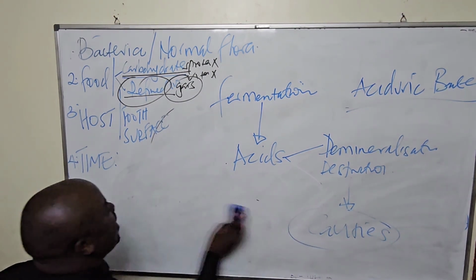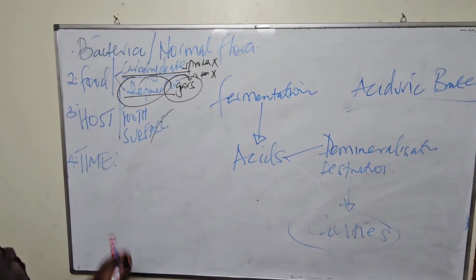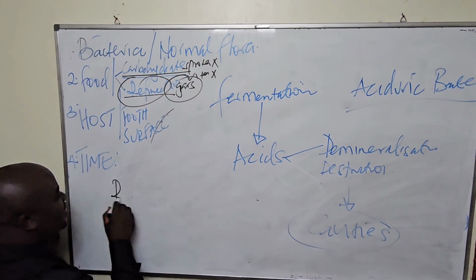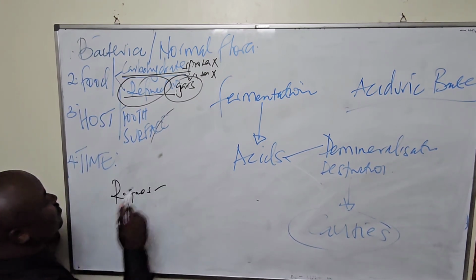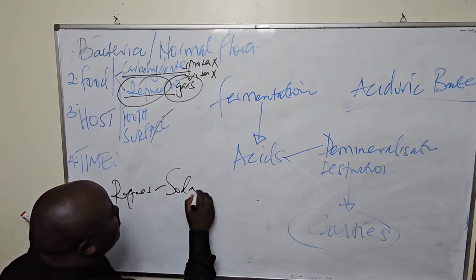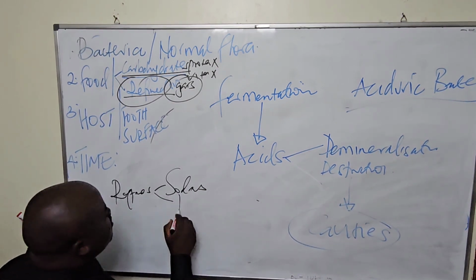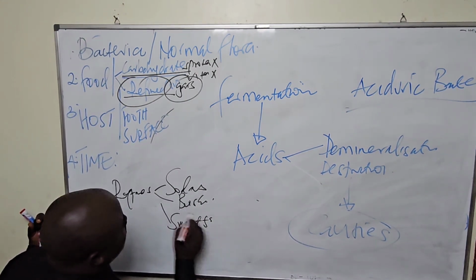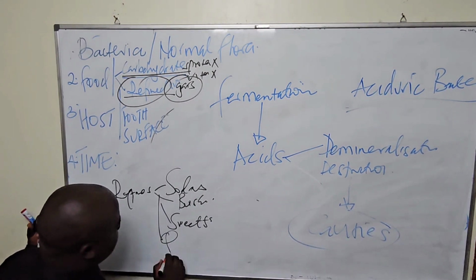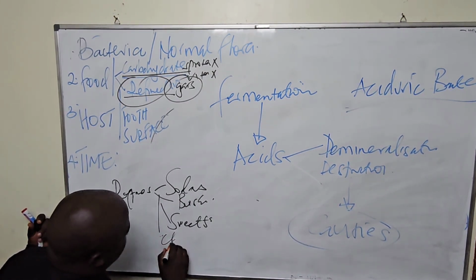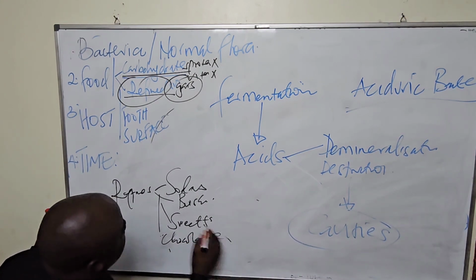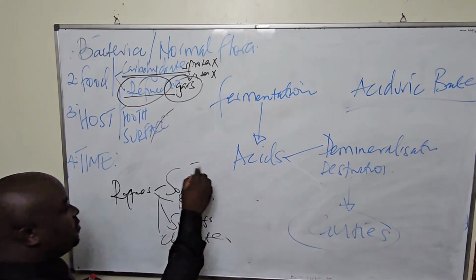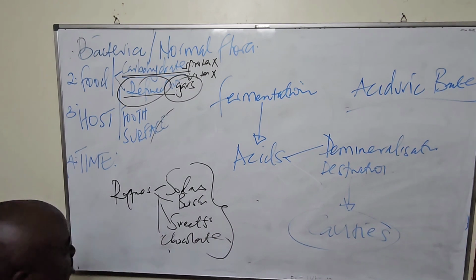But the sugars you are talking about are the refined sugars. The refined sugars are the sugars which are got, of course, from the carbohydrates. And these ones, the refined sugars, for example, in sodas, in biscuits, in sweets, what else? In chocolate, all these ones, in our word, we call them cariogenic.